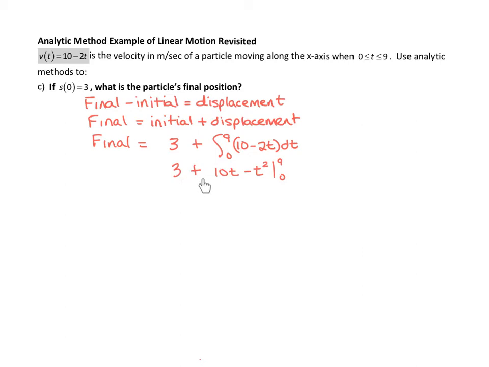So we get 3 plus the antiderivative gives us 10t minus t squared, evaluating it from 0 to 9, which gives us 3 plus, plugging in the 9, 90 minus 81, minus plugging in the 0, 0 minus 0, which gives us 3 plus 9, or a final position of 12 meters.